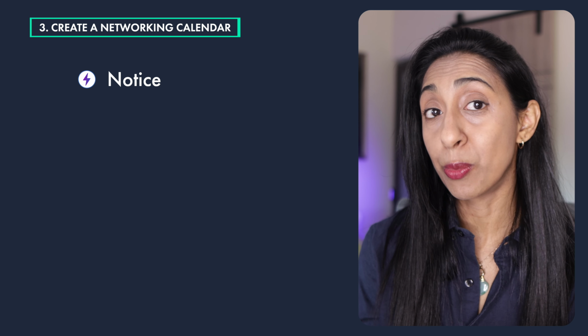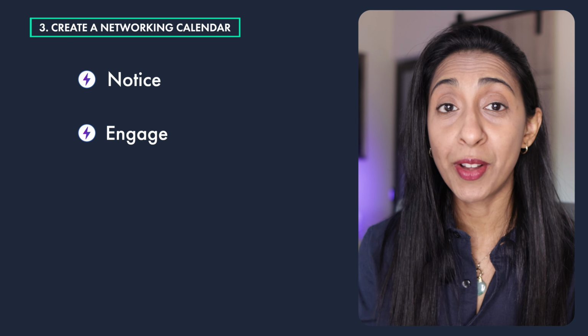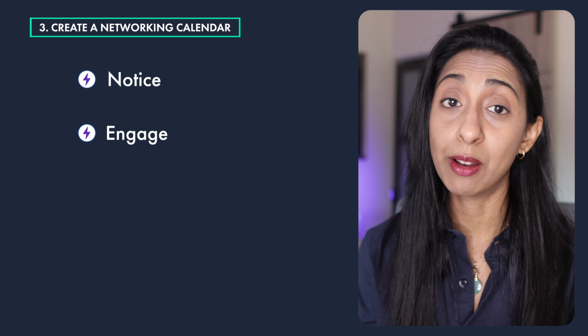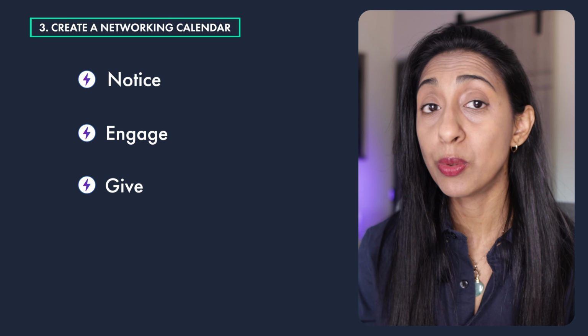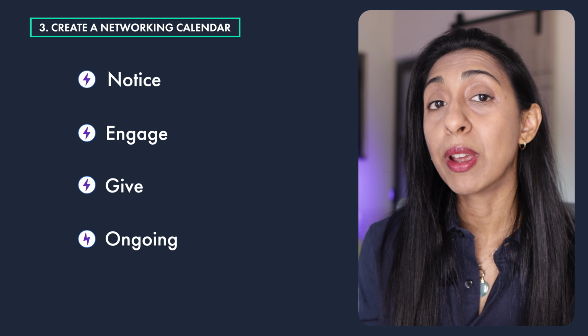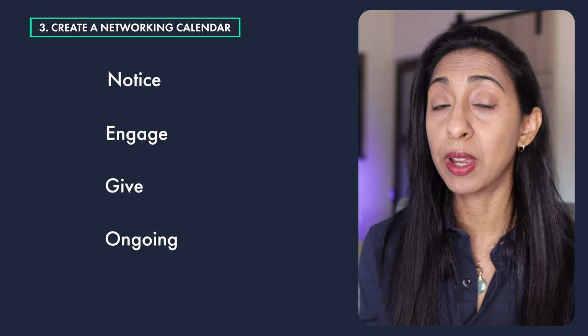I like to use what I call the no ego approach, and that's just an acronym for notice. That's noticing who else is working in the space. Engaging, that's following them, commenting on their posts, and engaging with them in meaningful ways. Giving, which is providing something of value to them in return. And ongoing, meaning continuing to engage and be supportive of the work that they're doing. Think of it as creating professional friendships.